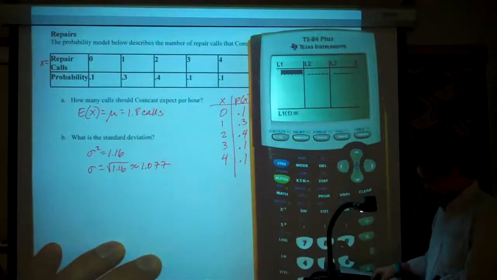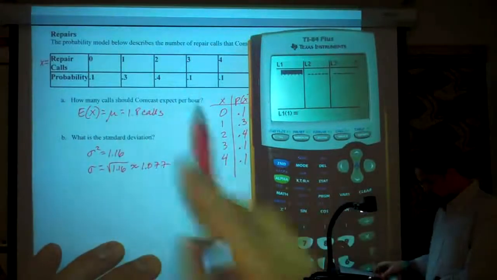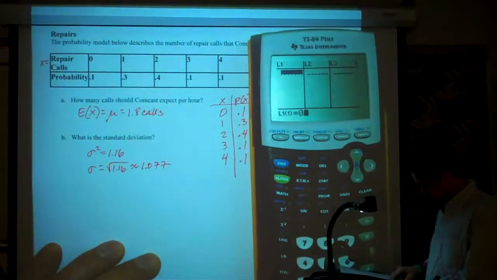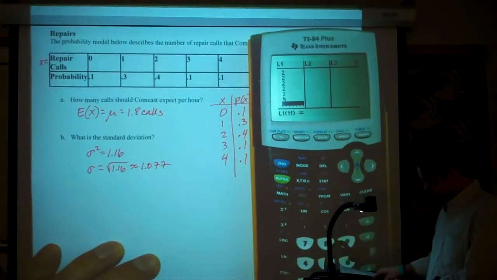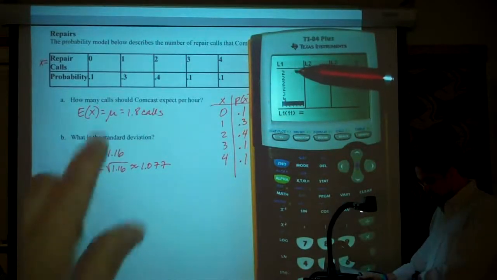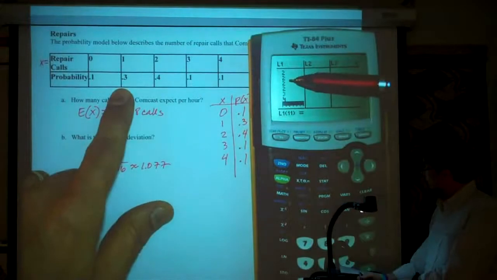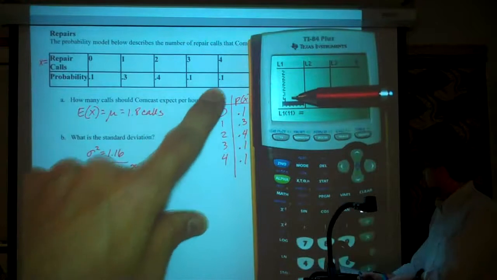Okay? So it has all of my repair calls with their probabilities. Okay? So I'm going to have 0, 1, 1, 1, 2, 2, 2, 2, 3, and 4. Okay? So 10% of my numbers are 0, 30% of my numbers are 1s, 40% of my numbers are 2s, 10% of my numbers are 3s, and 10% of my numbers are 4s.